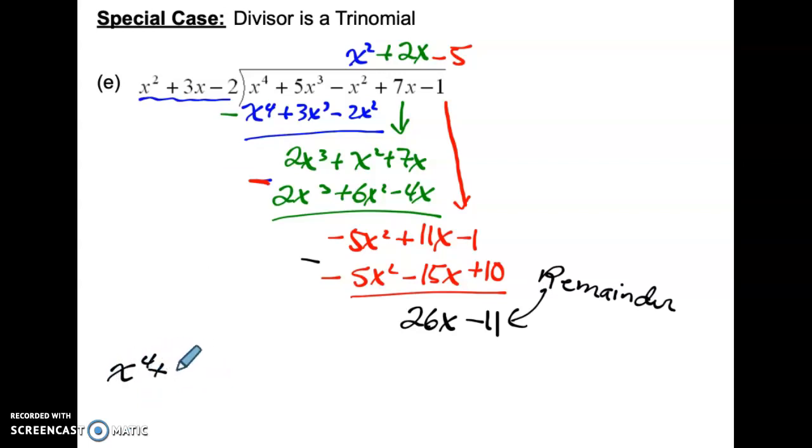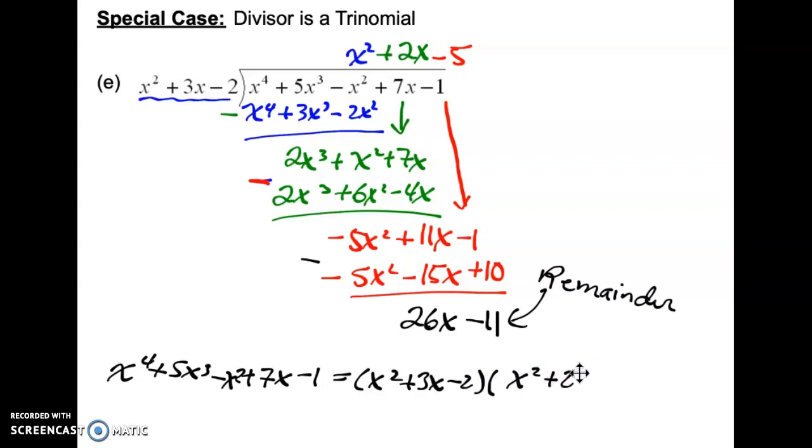Okay. So if I want to write this out, I can write it as the dividend equals the divisor times the quotient plus that remainder.